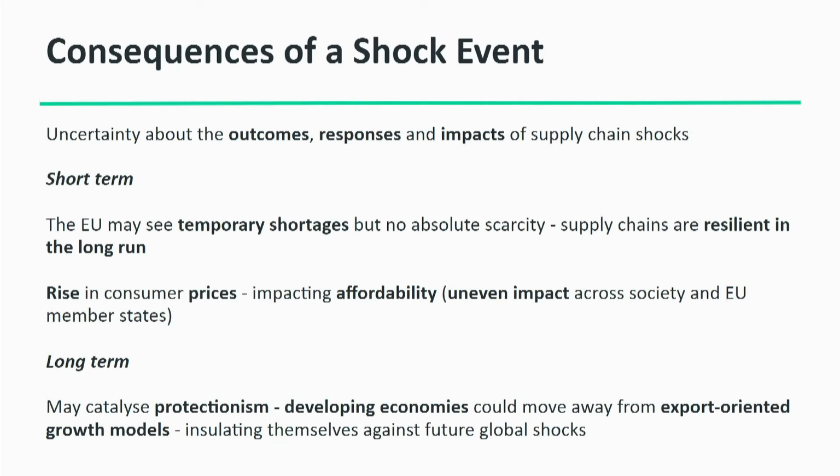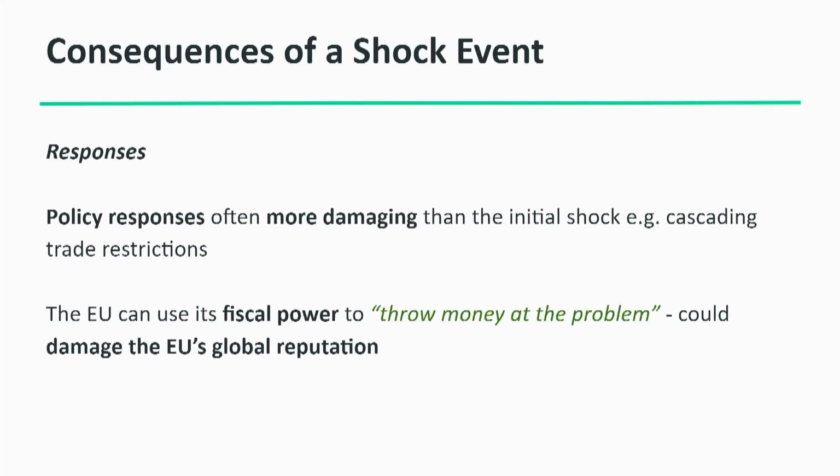And then in the long term, and this is, I think, quite an interesting one, it could catalyze protectionism. So some developing countries may move their growth model away from exports to insulate themselves from propagating future global shocks, particularly in agricultural markets. And then a comment on the types of responses that we might see. Someone noted that the policy responses to shock events are often more damaging than the initial shocks themselves. So we see cascading trade restrictions, like was observed in the 2008 to 9 food crisis.